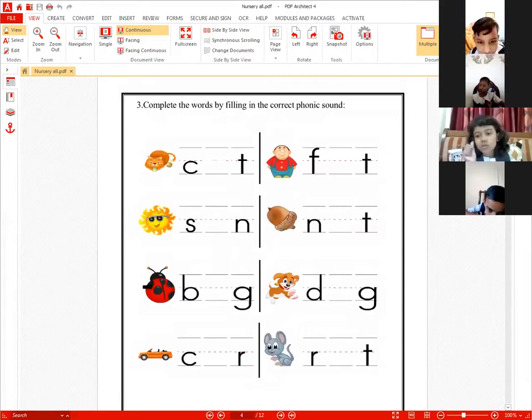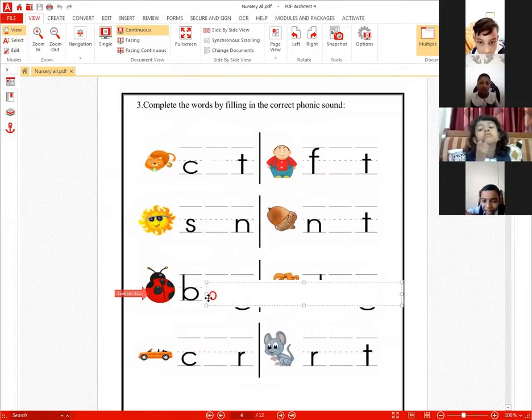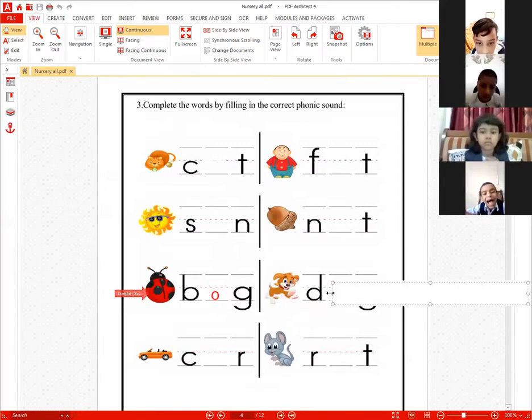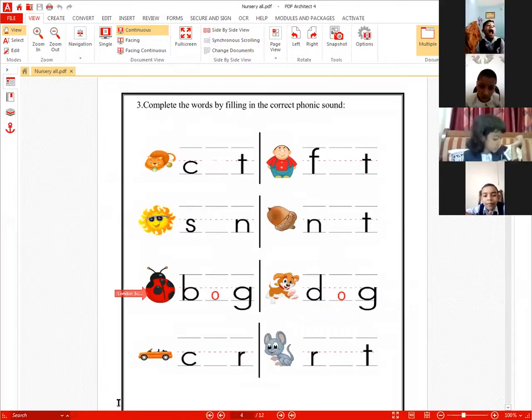This will be B O G, bog. D O G, dog. Do you understand? Bog will not be, this will be bug. Oh, sorry, baby. This is B U G. Yeah, bug. Bug and dog.